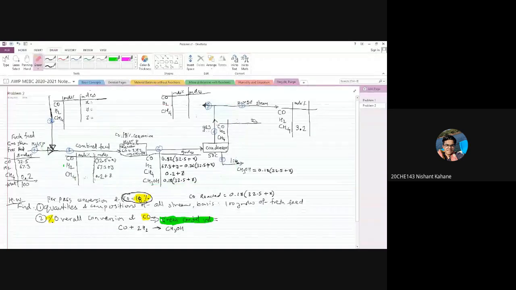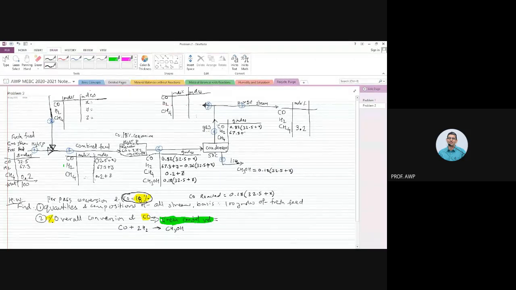So here also the same moles will be there. If you want to write in terms of gram moles, CO will remain the same, 0.82 multiplied by 32.5 plus X. Hydrogen going out would be 67.3 plus Y minus 0.36 multiplied by 32.5 plus X. Methane would be 0.2 plus Z. Okay, everybody okay so far? Anybody has any doubts? Anybody has any issues?